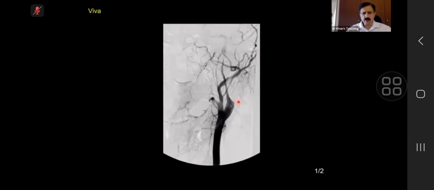So the key point here was that there is tapered narrowing. And this tapering tells you there must be an intramural hematoma sitting in the false lumen, which is compressing it, and maybe a trickle of contrast is going in. So that's fine.